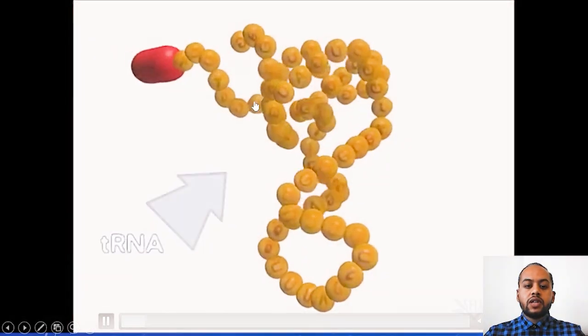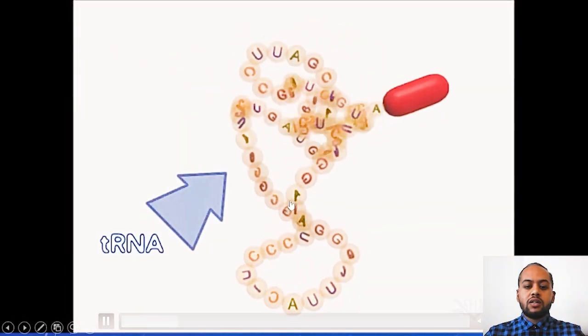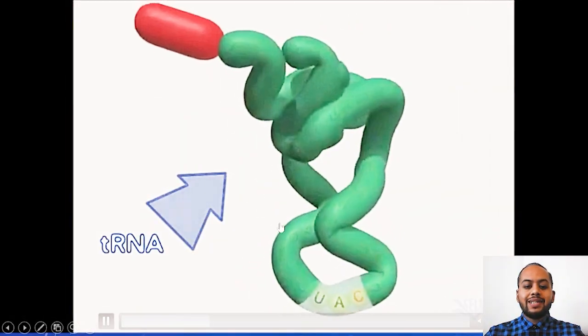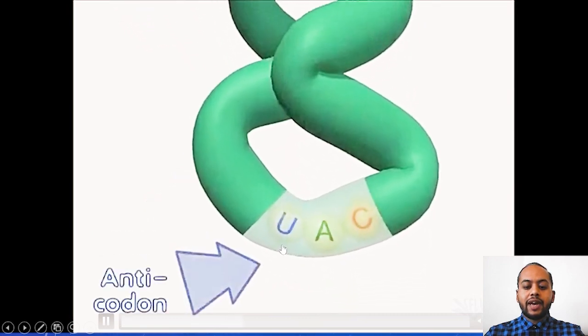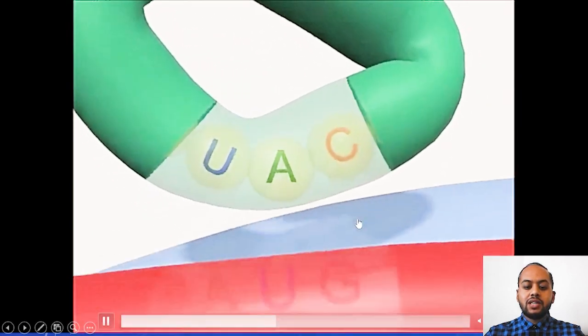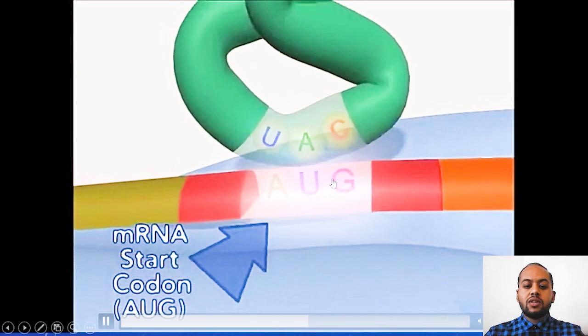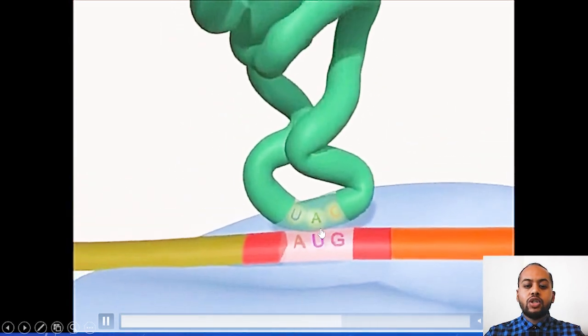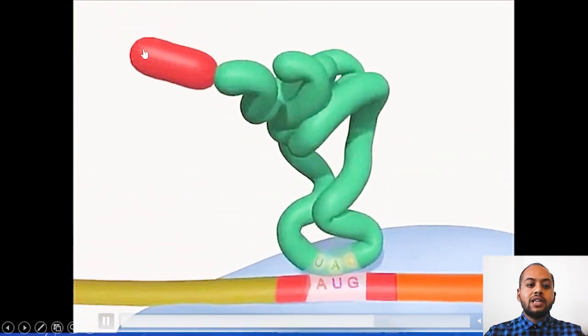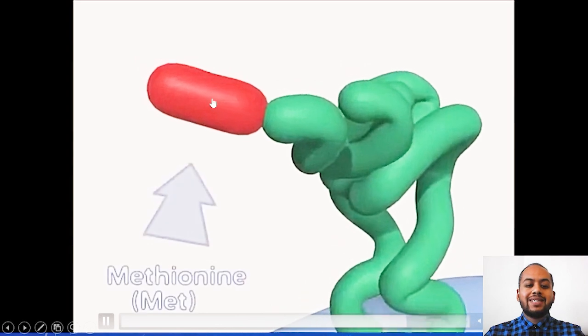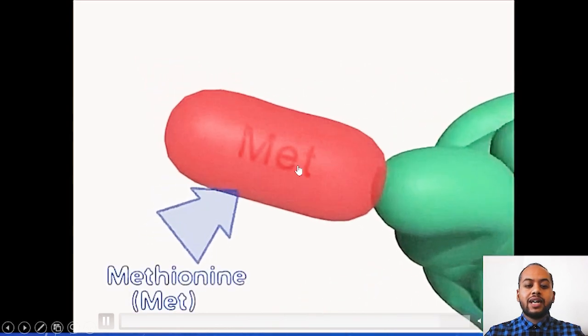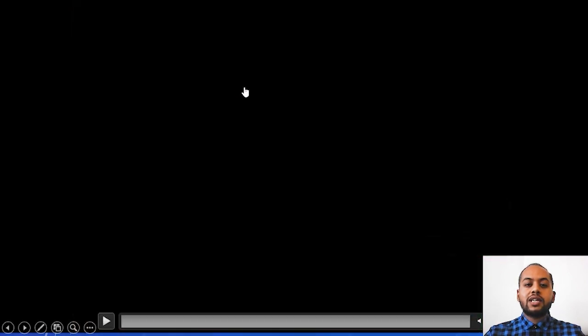If you have a look over here, you can see that this is a tRNA strand carrying all its anticodons. Here you have an anticodon UAC. It's matching the codon on the mRNA strand AUG. And at the end, it also carries an amino acid. That's the name of the amino acid here. All the amino acids will join to each other to form the required protein. They will join using a peptide bond.